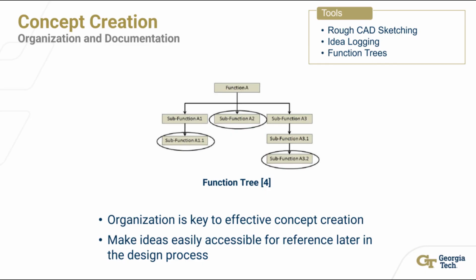So it's very important. Every idea should be marked down, sketched, cataloged in some way to ensure it can be referenced back later. Some good tools for this would be just rough CAD sketching, idea logging, and function trees, as you see here. Now, function tree, again, is a great way of just breaking down the functions that a potential prototype or idea can have in order to achieve the final wanted result.